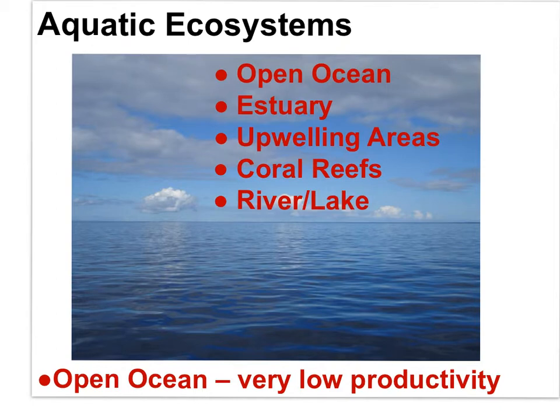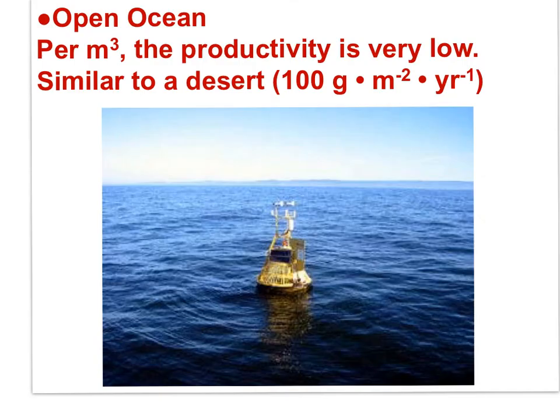And now we move to aquatic ecosystems, which includes the open ocean, estuaries, upwelling areas, coral reefs, and rivers and lakes. Keep in mind that the open ocean, seen here, has very low productivity on a per meter square basis. This is a photograph of the open ocean, which has low productivity on a per meter square basis due to the low density of producers and due to deep locations which receive no light and have very low temperatures.